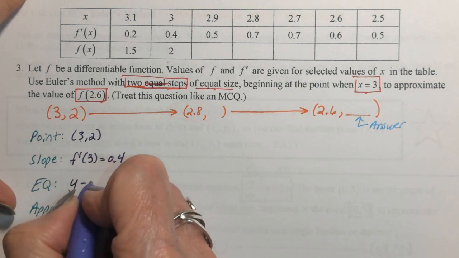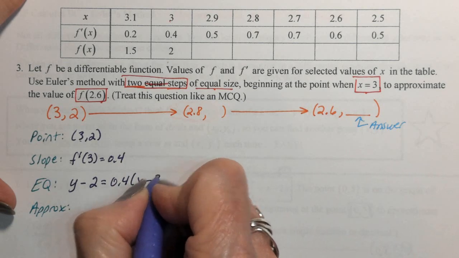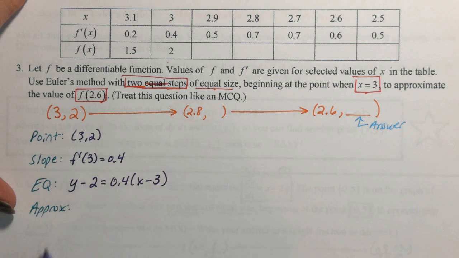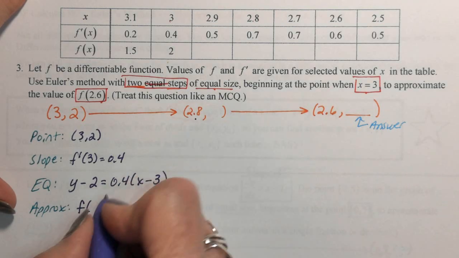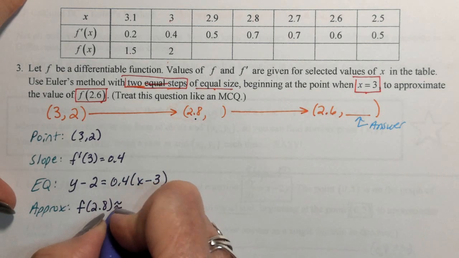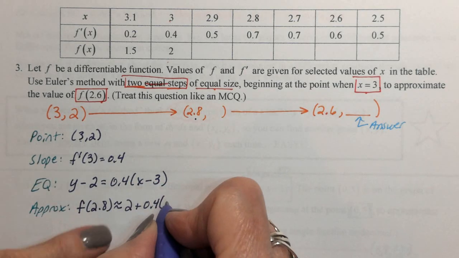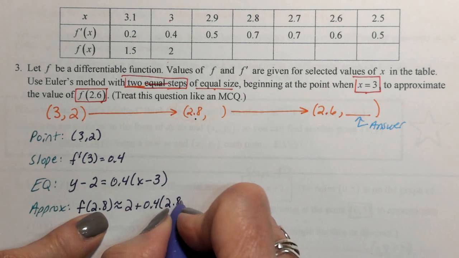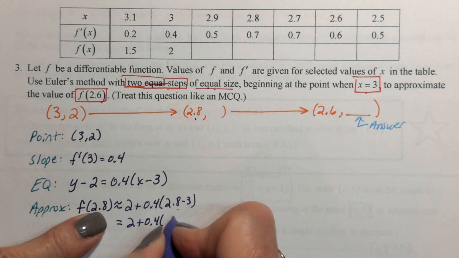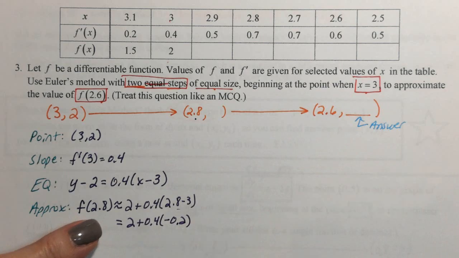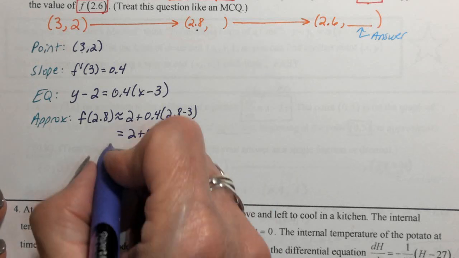The equation: y minus the y-coordinate of the point is equal to the slope times x minus the x-coordinate of the point. Therefore, our approximation for f of 2.8 is, we add 2 to the other side, 2 plus 0.4 times, and I'm replacing x with 2.8. So I'm going to be careful here with my signs. We have 0.4 times negative 0.2. So I need 0.4 times negative 0.2.